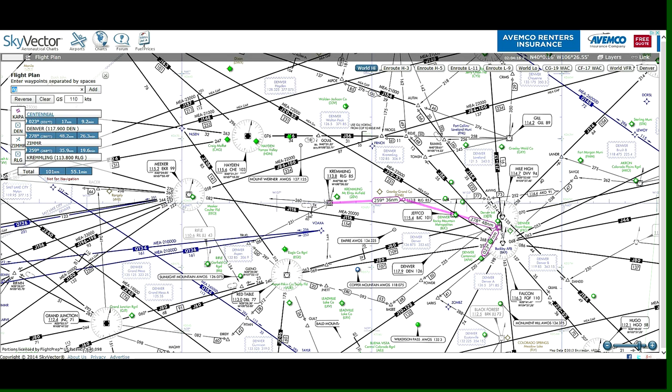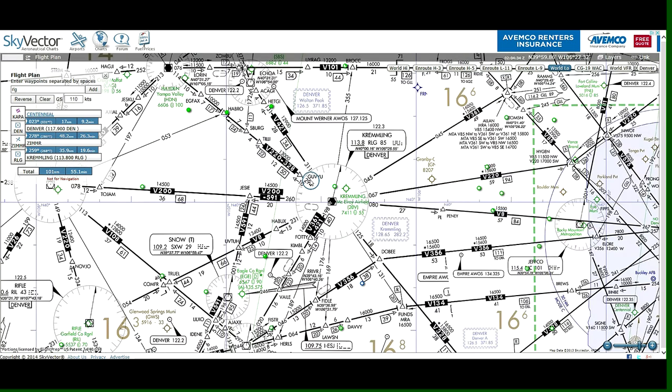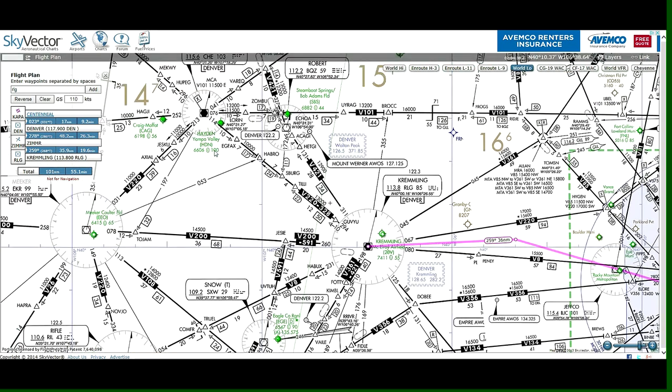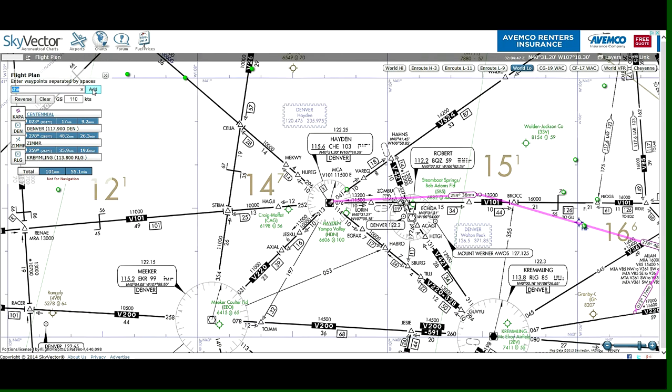And then from there, we go Victor 328, I believe it was. Now, you notice we don't see a Victor airway. That's because we're on the world high. So let's go to the world low. World low, lo and behold, there's the Kremlin VOR. There's Victor 328. And we're going to go to this VOR right here, the Hayden VOR, which the identifier is Charlie Hotel Echo. We'll add that.